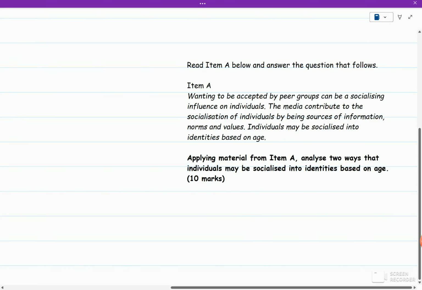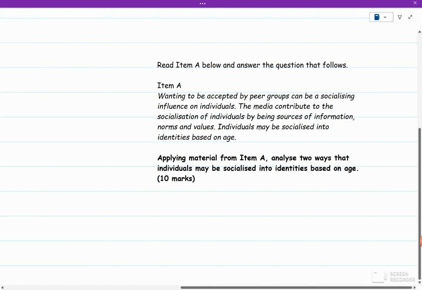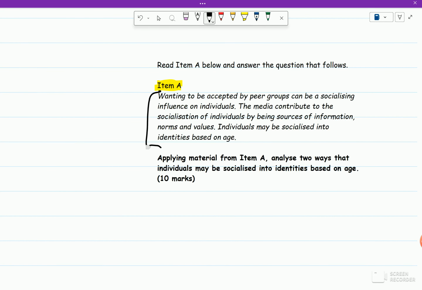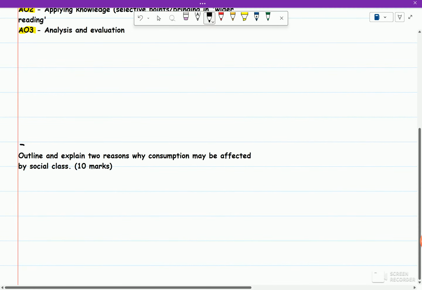I'm going to go across and we're going to look at another 10 marker, and make you aware of what the differences are so that when you go into the exam, there's no surprises. So this question has an item, as you can see, item A. It gives you this bunch of text here. So there's your item. And then your actual question here. Applying material from item A, analyze 2 ways that individuals may be socialized into identities based on age. So 10 marks. And then you've got this one over here, which we've already looked at.